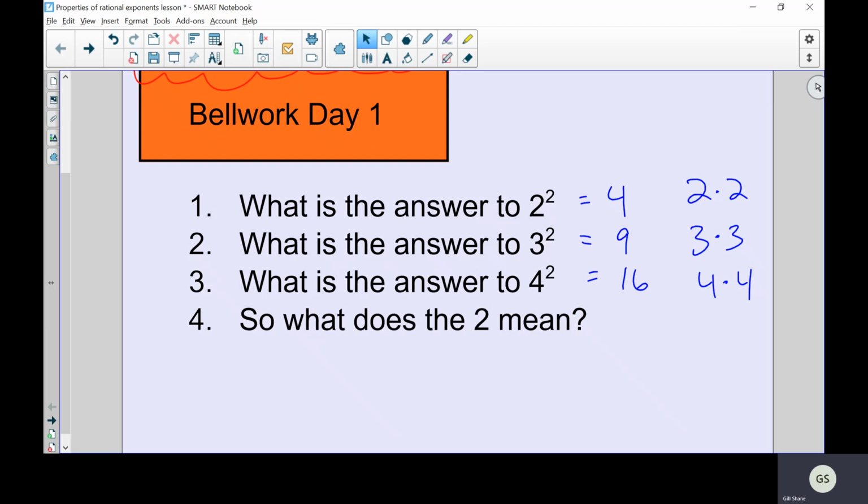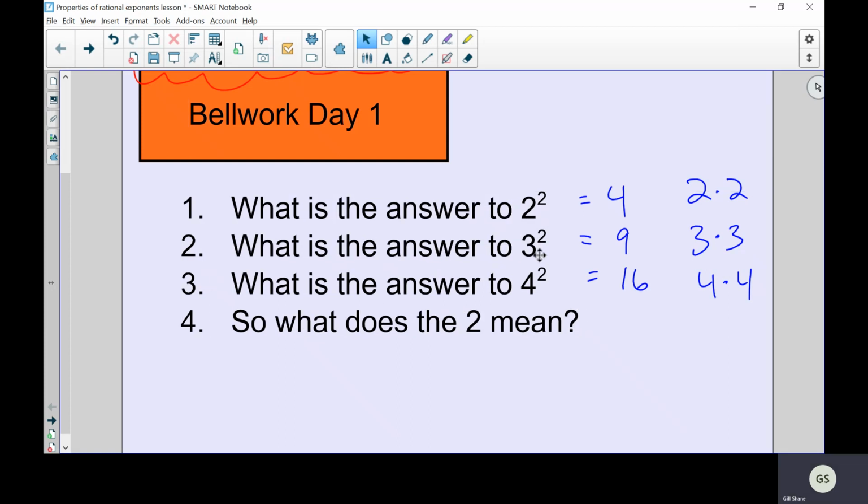So again, we took the 2 times the 2 because we have a big number of 2 times itself twice. We take the 3 and we multiply it times itself 2 times because that's what the exponent is, a 2. So we take the 3, the big number, times itself 2 times. We take the 4 times itself 2 times. Now, if we have a different exponent, then we have to multiply it more times.